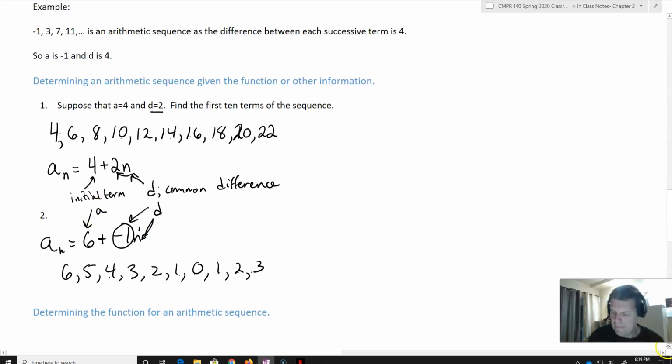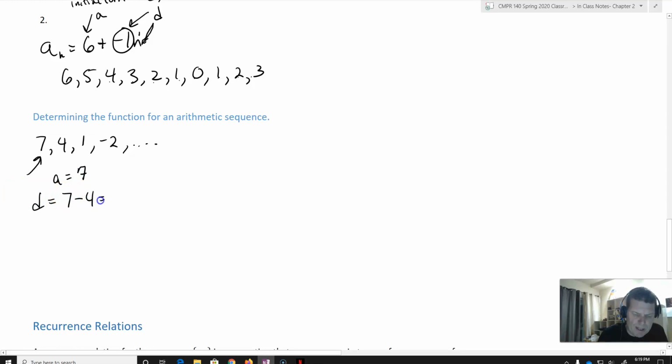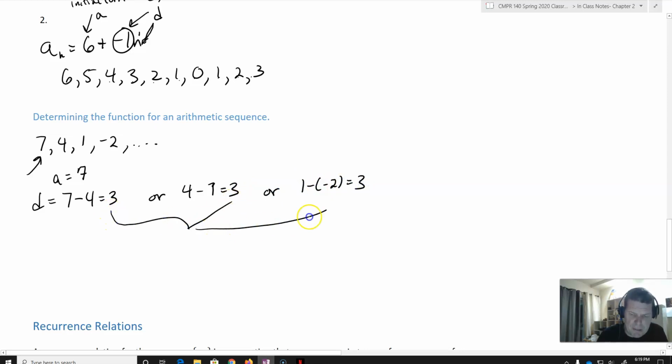All right, what if I want to determine the function for an arithmetic sequence? Let's take, for example, the sequence 7, 4, 1, -2, and so on. Well, a is the first term, so a is going to equal 7. The common difference d you get by subtracting two terms: 7 minus 4 is 3, or 4 minus 1 is also 3, or 1 minus -2 equals 3. If we actually have an arithmetic sequence, these have to be all the same. If they're not the same, it's not an arithmetic sequence.